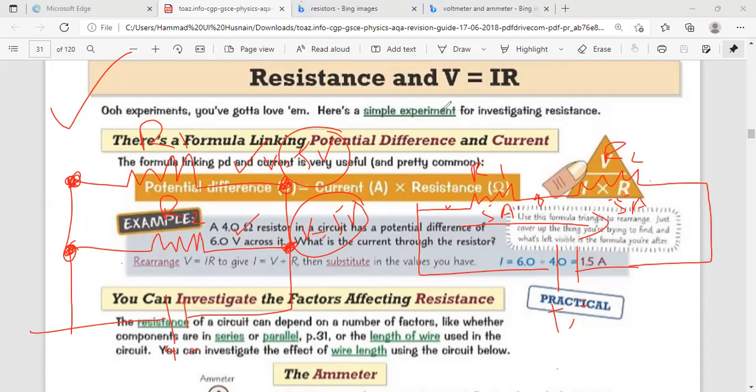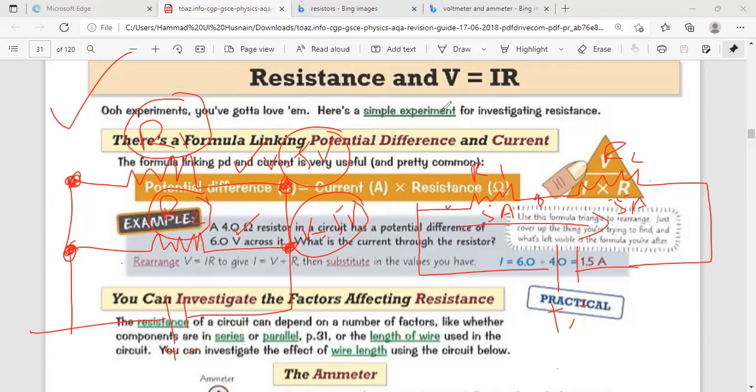Now give that statement a read and see if you understood it or not. Whenever we have two components that are parallel, the potential difference is the same across both the components. What does it mean? That if we measure the potential difference of R1, it will be the same as the potential difference of R2. The potential difference of R1 and R2, both the components, will be the same. So you got it?